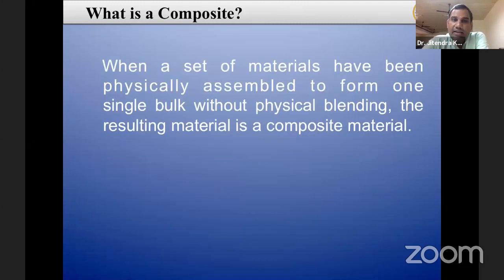And then further you can define it another way also. When you mix a set of materials by physical means, you can produce one single bulk without any physical blending. The resulting material is called a composite material. So you add different materials of different physical properties and you will get a better material than the parent materials, or the property of the single material. You will get better properties from the composite material.